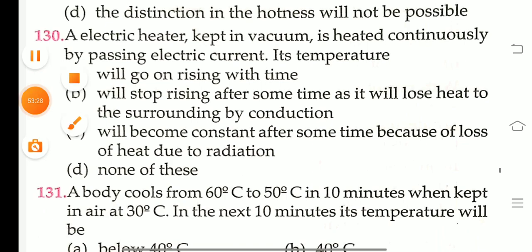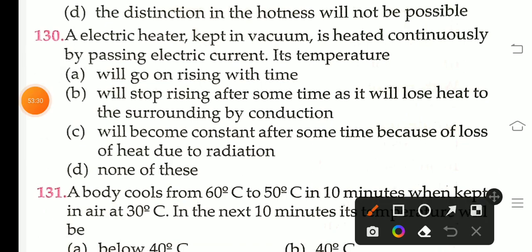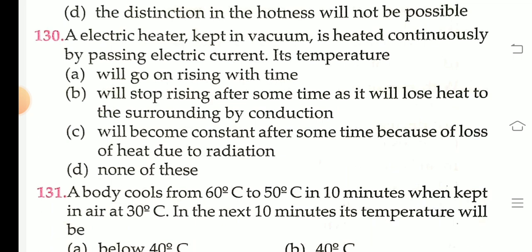Next, an electric heater kept in vacuum is heated continuously by passing electric current. Its temperature, right answer will be option C, will become constant after some time because of loss of heat due to radiation.